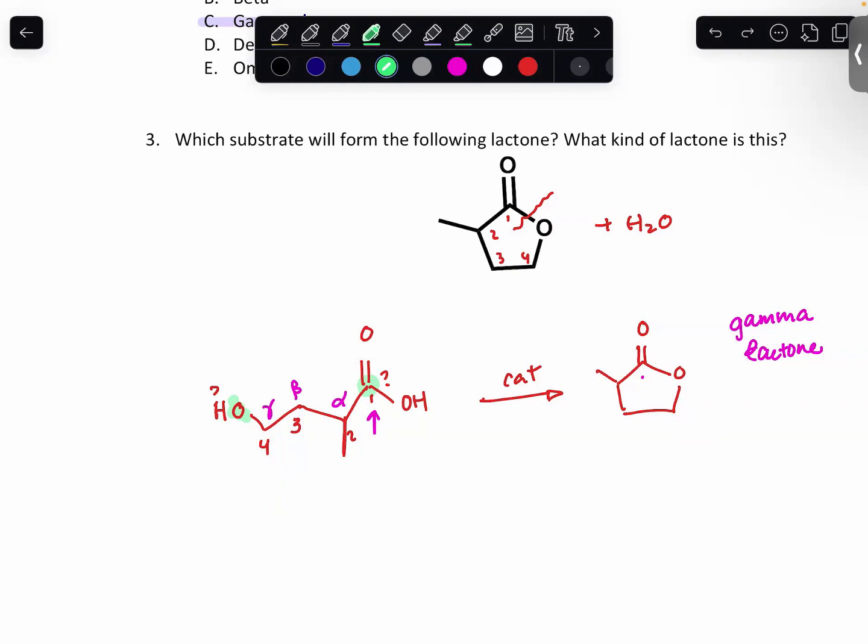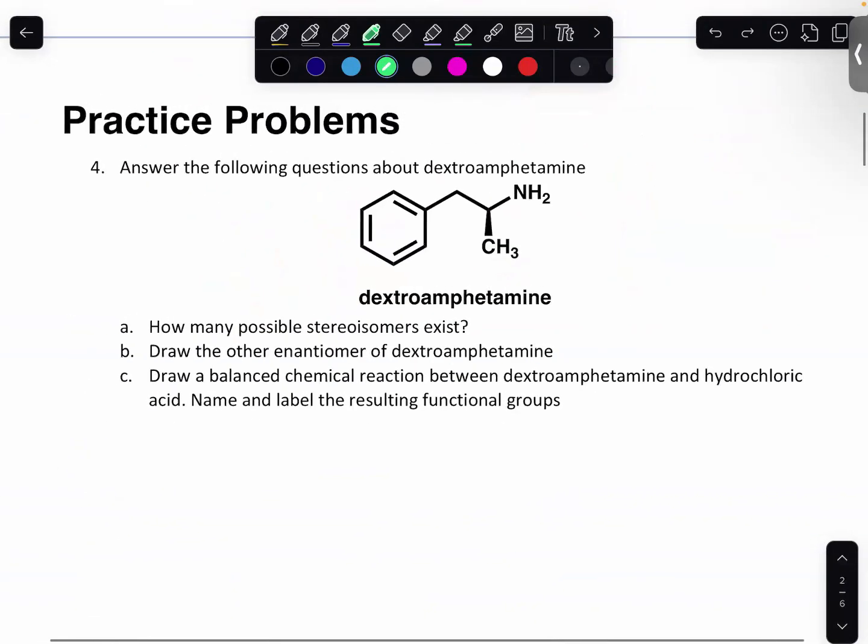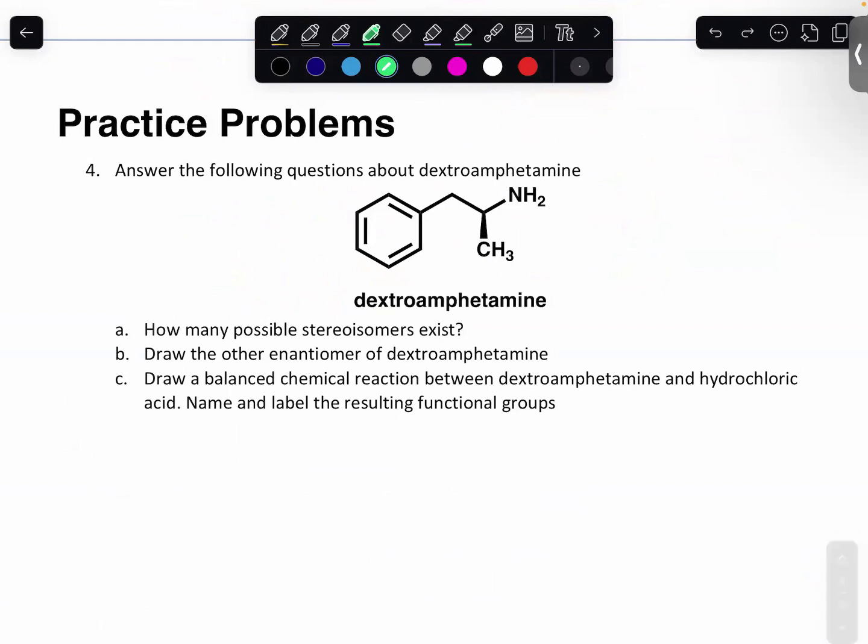Good on this question? Okay to move on? Yes? Okay. So, dextroamphetamine. This is a chirality question. How many possible stereoisomers exist? And how do we find this out? So that's when you find how many chiral centers there are.